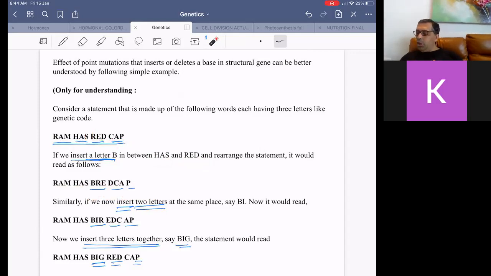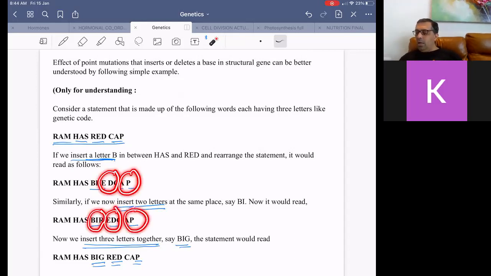Now suppose we insert two letters. तो B के साथ I भी ऐड कर दिया. So the sequence will become Ram has BIR EDC AP etc.